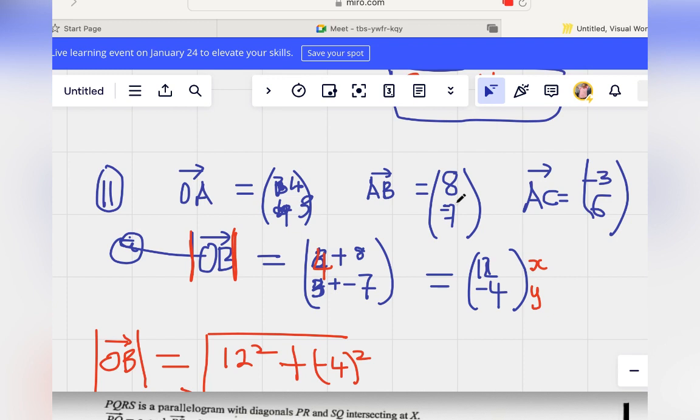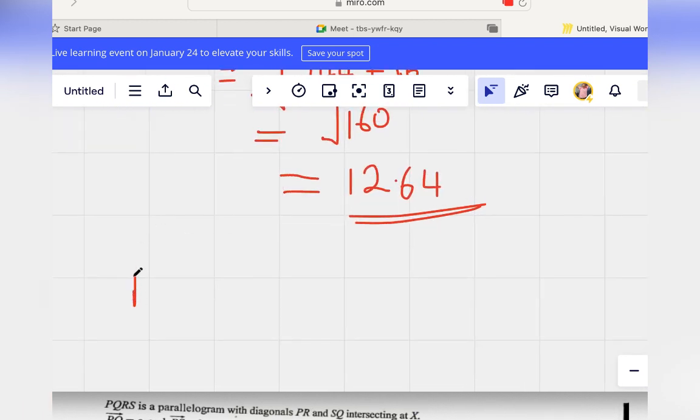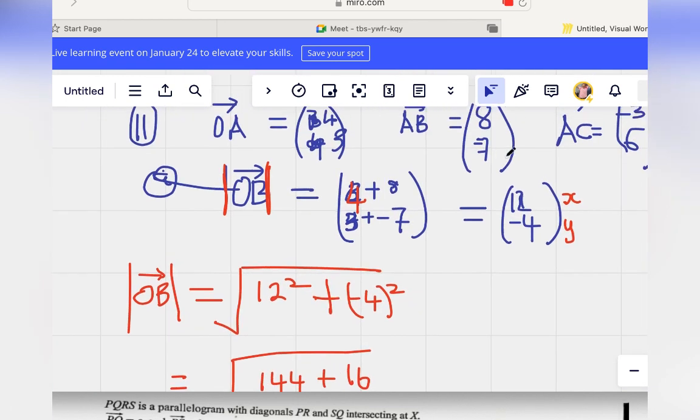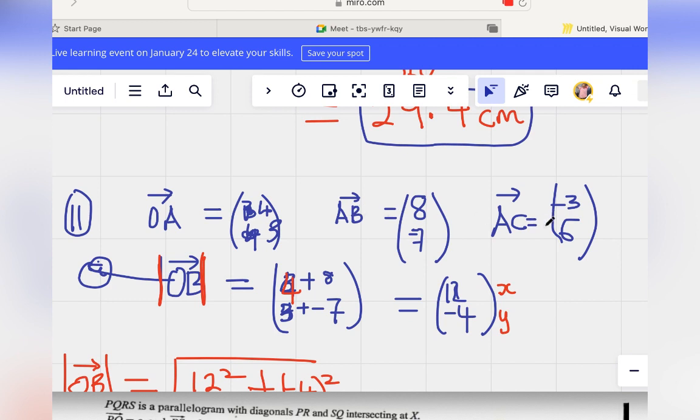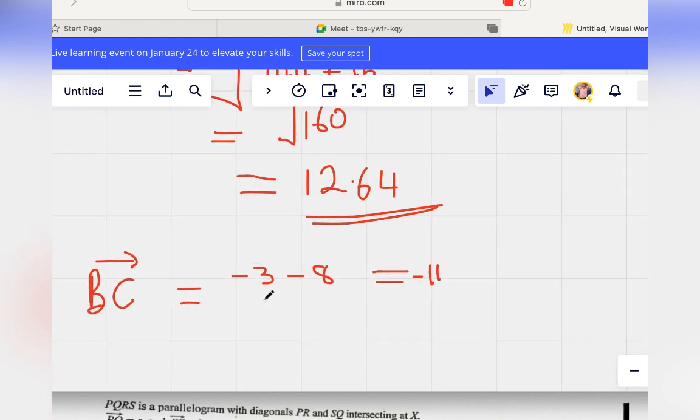So this will be -3 minus 8. So this BC, vector BC, is to subtract. This equals -3, -8, which will give us -11. -11, and then at the bottom for BC, this AB and AC, this is what we are using. We'll say 6 minus 7. This will be 14, right? 6 minus 7.